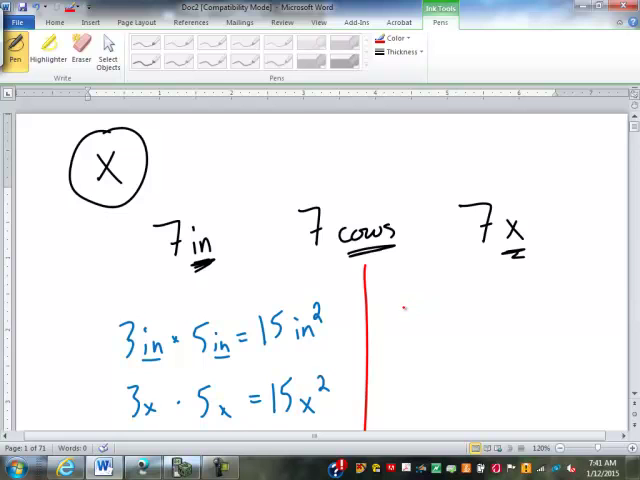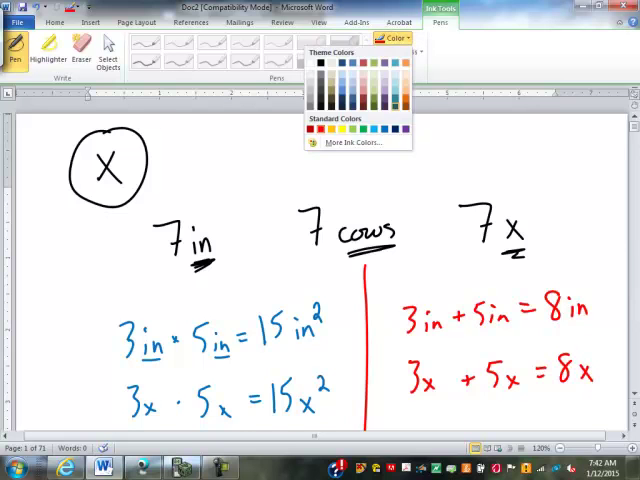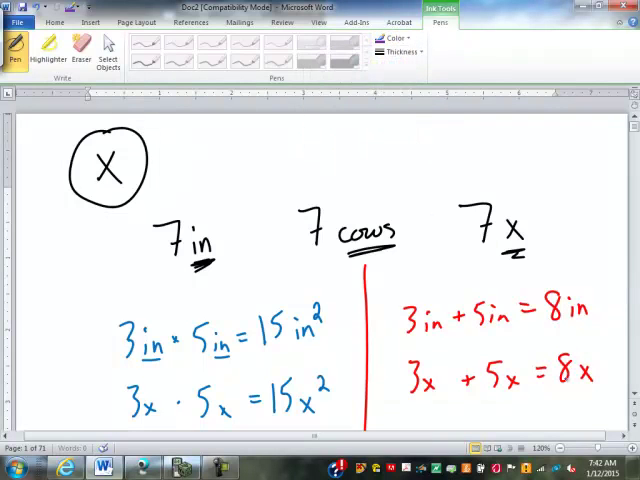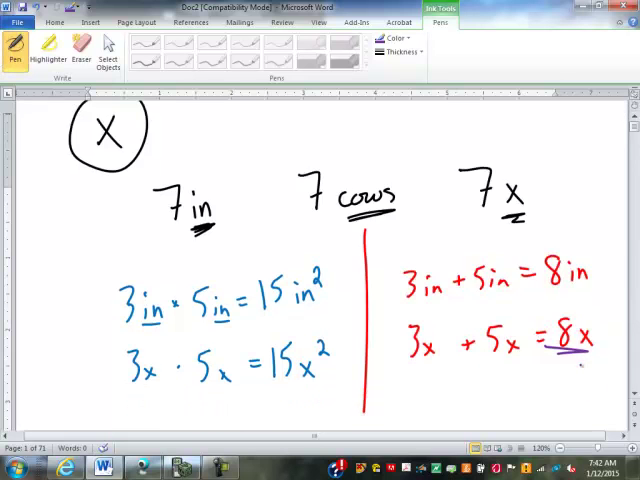With addition, however, if I had 3 inches plus 5 inches, I get 3 plus 5 is 8. But when I add, I don't combine those names. I don't combine the labels. I just keep the label, inches. 3x plus 5x would be just 8x. That's probably the most common mistake I'll ever see made, is people will try to call that 8x squared. They'll try to combine the x's. But remember, when we add, we just keep the same name. We don't combine them.